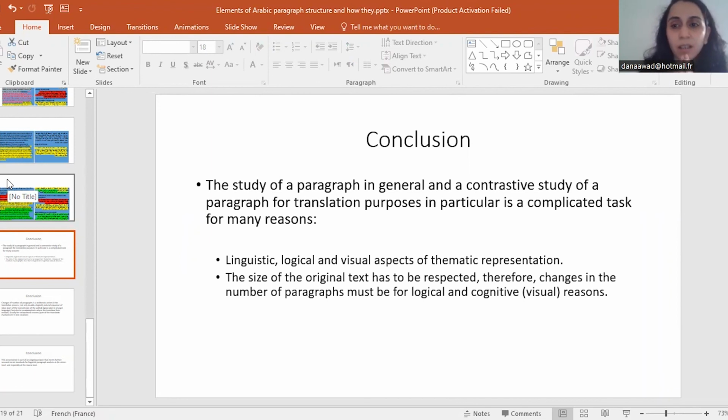The size of the original text has to be respected in the translation process. So it doesn't have to be very different, or to say at best the difference has to be unnoticeable. So therefore, changes in the number of paragraphs must be for legitimate reasons. And they are mostly logical and cognitive in the meaning of visual reasons.